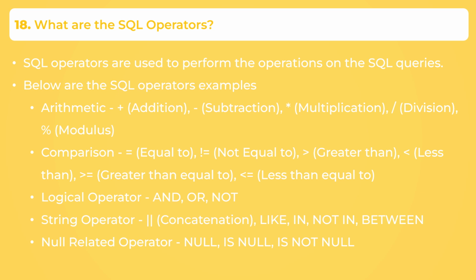Next question is, what are the SQL operators? SQL operators are used to perform operations in an SQL query. Below are the SQL operator examples. Arithmetic: addition, subtraction, multiplication, division, modulus. Comparison: equal to, not equal to, greater than, less than, greater than or equal to, less than or equal to. Logical operators: and, or, not. String operators: double vertical bar for concatenation, like, in, not in, between. Null related operators: is null, is not null.